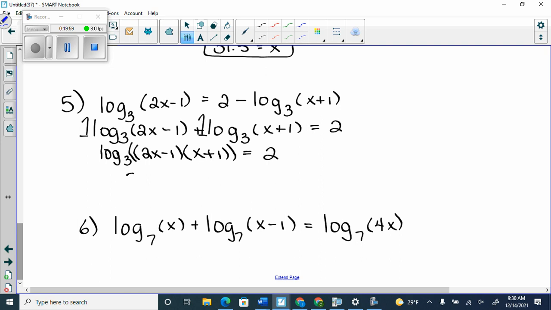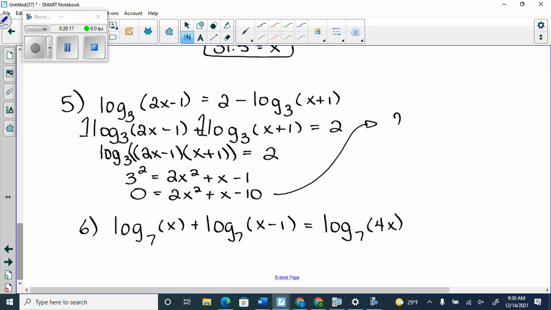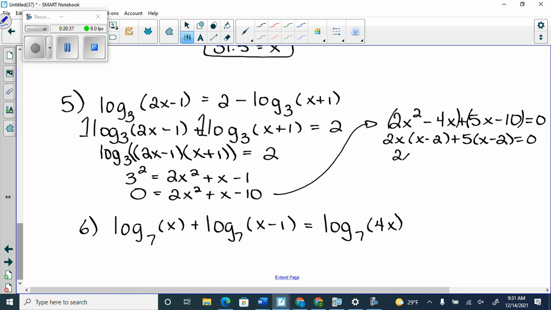So once we're here, we go 3 squared equals 2x squared minus x plus 2x is plus x minus 1. And then I get 0 equals 2x squared plus x minus 10. So I'm going to get 2x squared. What multiplies to give me negative 20 and adds to give me x is going to be plus 5x minus 4x. So minus 4x plus 5x minus 10 equals 0. Take a 2x out, I'm left with x minus 2. Take out a plus 5, I'm left with x minus 2. So 2x plus 5, x minus 2.